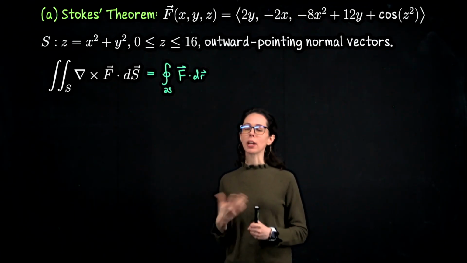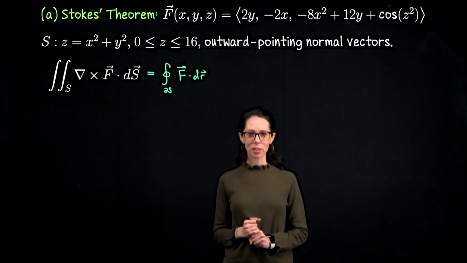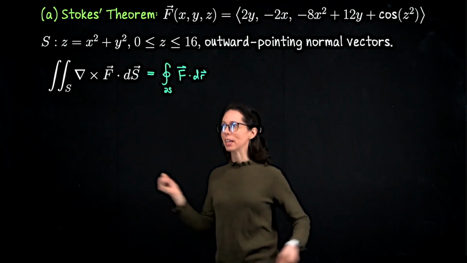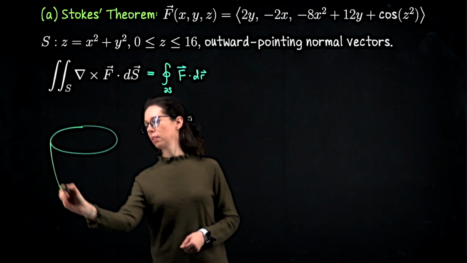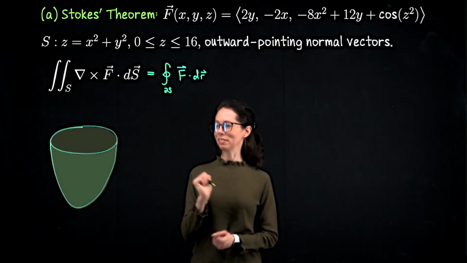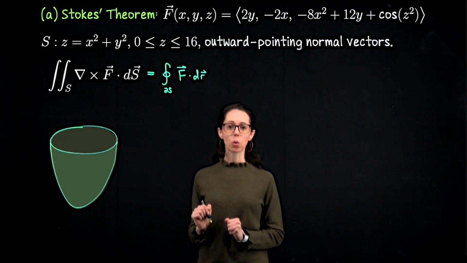Okay, we have to make sure our boundary curve is parameterized correctly. For that, I think we should draw a picture. I would never do this kind of problem without having a diagram handy. So go ahead and sketch a paraboloid like that. Okay, that's the best I'm going to do. It is oriented with outward pointing normal vectors.